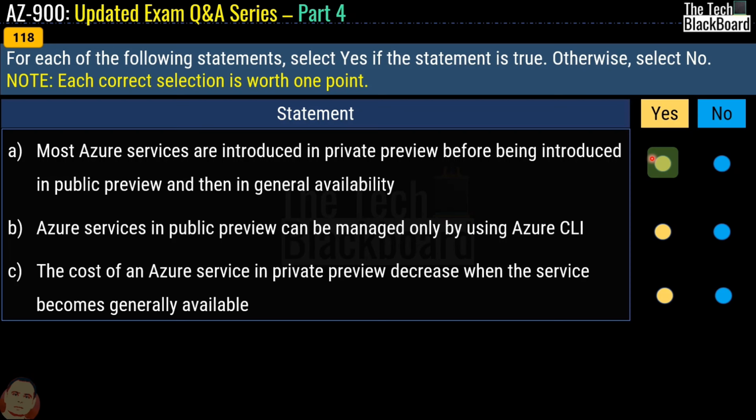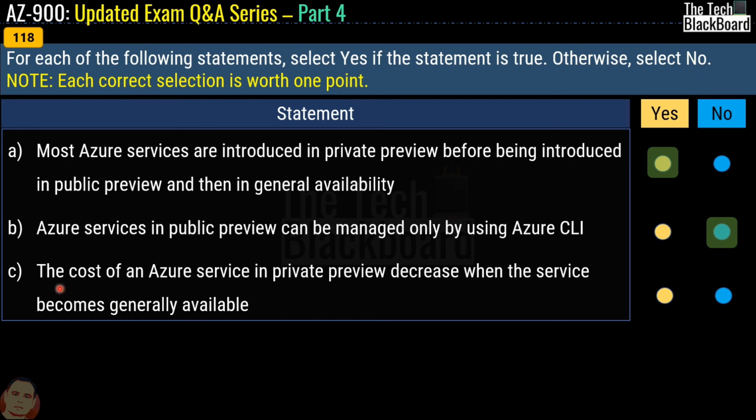Then in the second statement, it says that Azure services in public preview can be managed only by using Azure CLI. And the correct answer for this one, of course, is no. And the reason is that you can manage Azure services in public preview not only using Azure CLI, you can also use Azure Bash and all the other options available for any service which is in general availability.